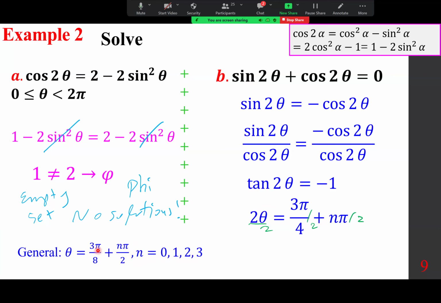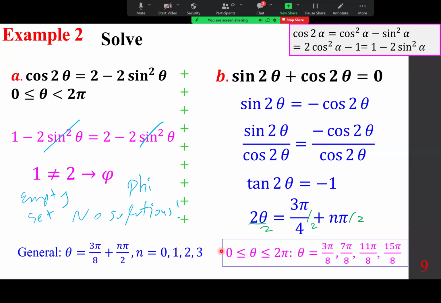For example, if I put 0, it is 3 pi over 8. If I put 1, pi over 2 is 4 pi over 8, and 3 pi plus 4 pi gives 7 pi over 8. And you can figure out the rest. So between 0 and 2 pi, theta is 3 pi over 8, 7 pi over 8, 11 pi over 8, 15 pi over 8. Okay.